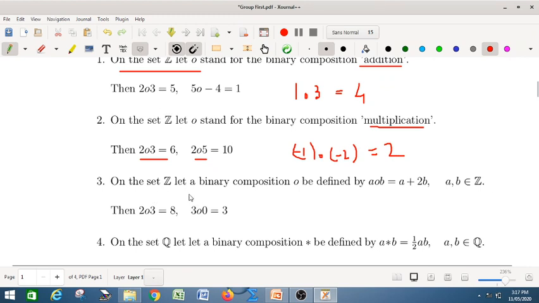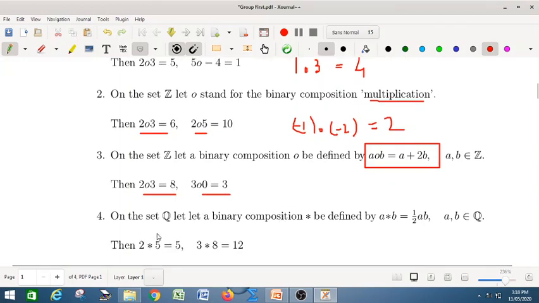On the set Z, let a binary composition A circle B be defined by A plus 2B, where A, B belong to Z. So if you take 2 circle 3, A equal to 2, B equal to 3, it will give you 8. 3 circle 0, A is 3, B is 0, so it will give you 3.